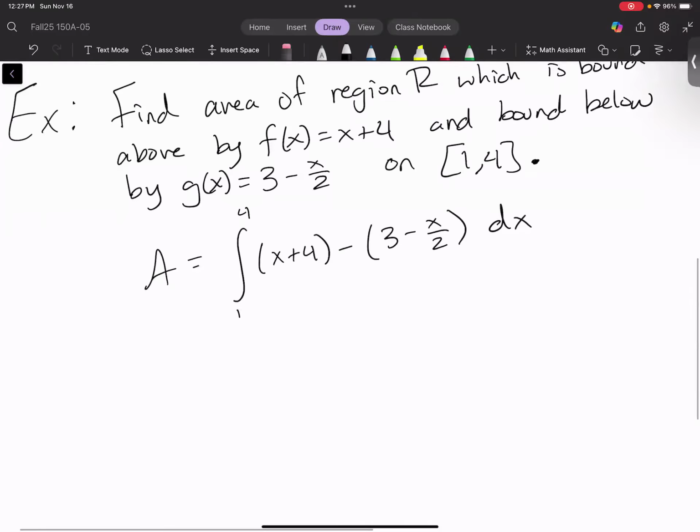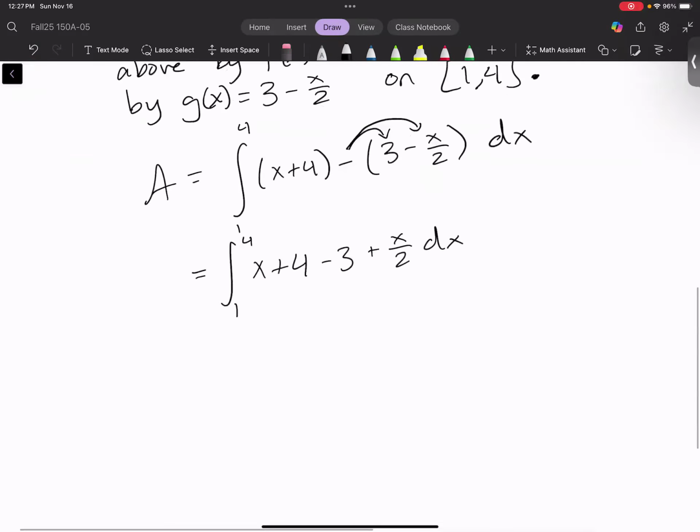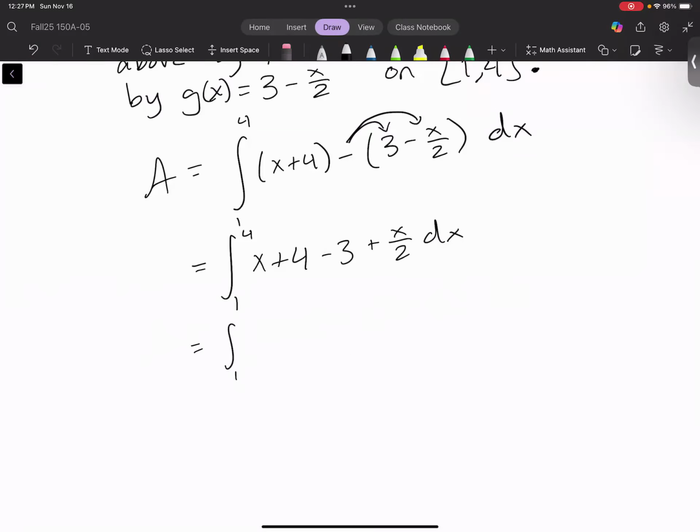You use parentheses around the functions. The reason is this minus here: if you don't distribute the minus, you will get the wrong answer. So one of the key things to distribute the minus is parentheses. We're going to distribute this guy here. So this is the integral from 1 to 4 of x plus 4, nothing changes there, but then it's minus 3 plus x over 2. So from 1 to 4, x plus x over 2, that's 3 halves times x, and then plus 1. And now we can do the antiderivative.